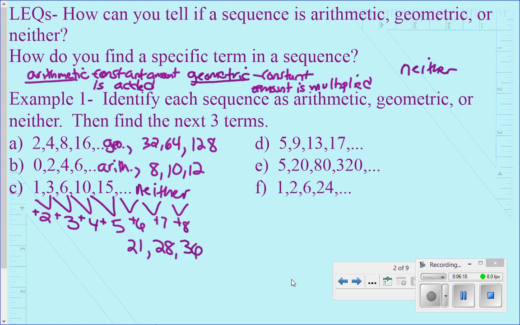Next, 5, 9, 13, 17. Copy that, think about that. Hopefully you're realizing it's arithmetic.